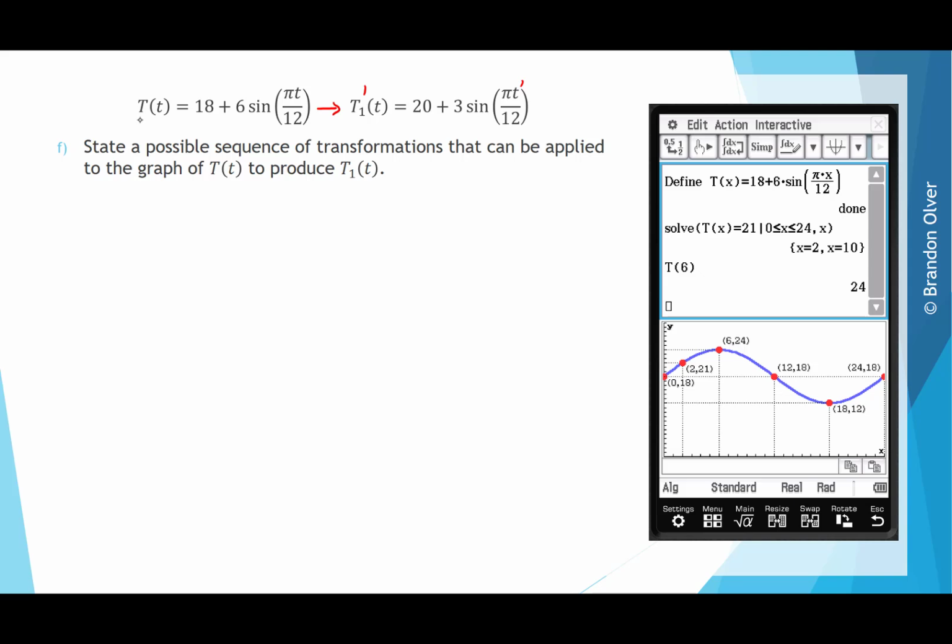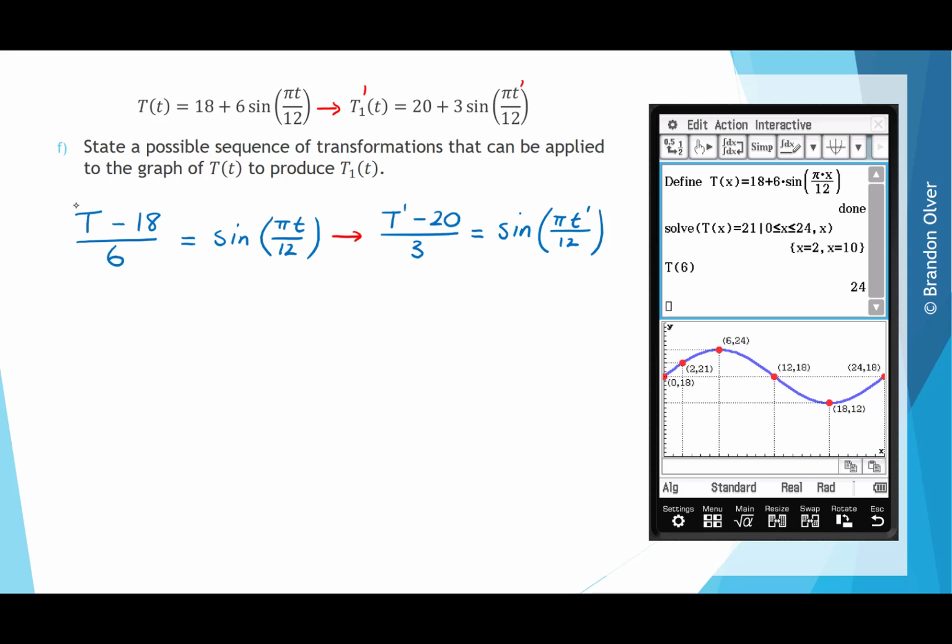So for the first equation, T of t, I'm going to start by subtracting 18 and then dividing by 6. So we can write this, and I'm just going to use capital T minus 18 divided by 6 is equal to sine of pi t on 12. And we're mapping that equation. And for T1, I'm just going to have T dashed, and then it's going to be minus 20 divided by 3 when we undo this equation, is equal to sine of pi t dash over 12. So what this has done is it's going to allow us to equate the two parts that have capital T together and the two parts that have lowercase t together.